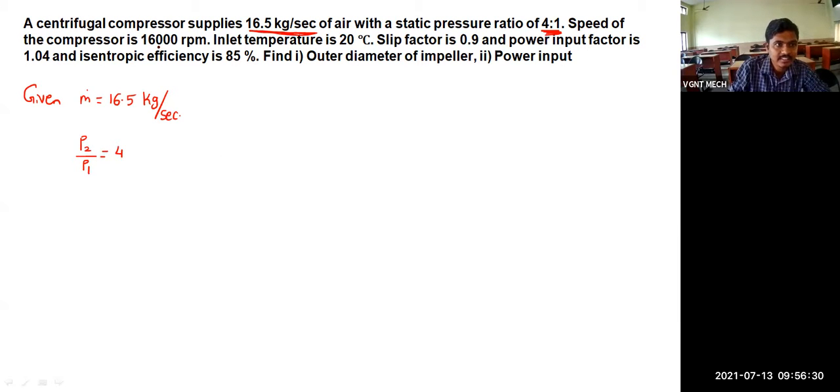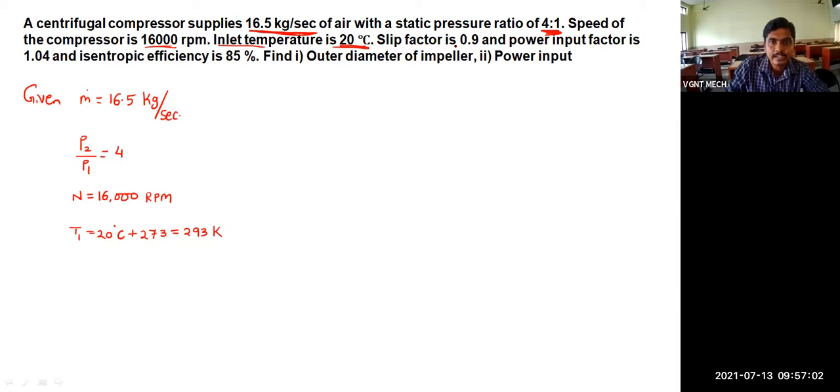Speed of the compressor is 16,000 RPM. So speed of the compressor means capital N value is equal to 16,000 RPM. Inlet temperature is 20 degrees Celsius. Inlet temperature means T1 is equal to 20 degrees Celsius. So we have to convert it into Kelvin. So we have to add plus 273. So we will get 293 Kelvin.